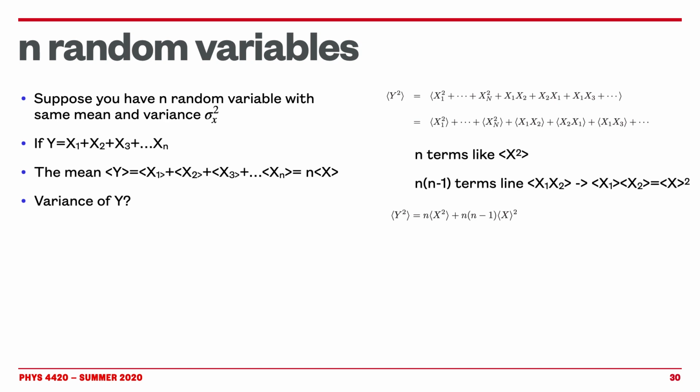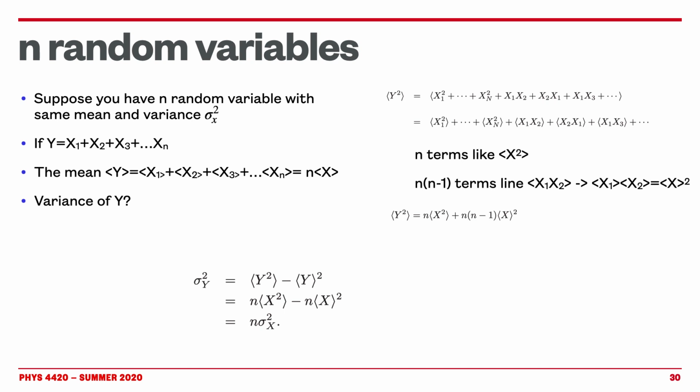Those terms will give me the expectation value of a product, but remember, the expectation value of the product of independent variables is equal to the product of the expectation values. So I get x squared as well. At the end of the day, the expectation value of y squared is given by the formula on the right-hand side of this slide: n terms plus n times n minus one terms.